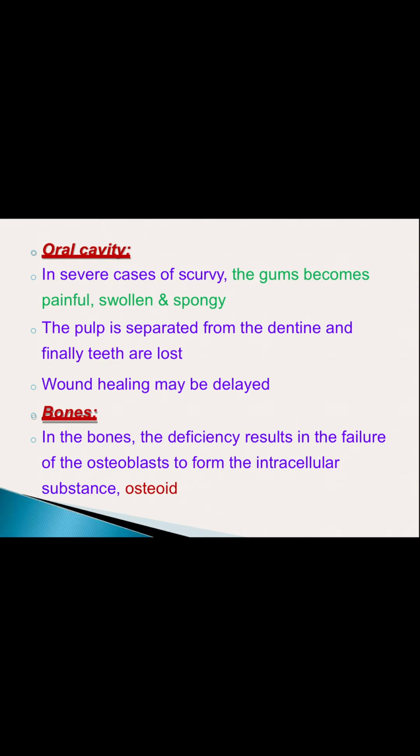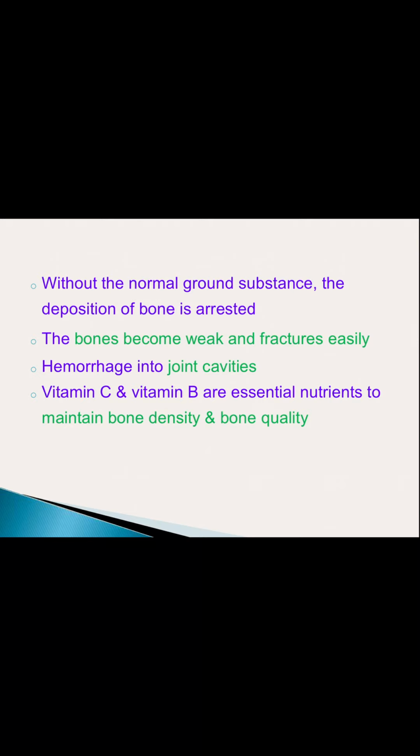Bones: the deficiency results in failure of osteoblasts to form the intercellular substance, thus your bones become weak, the deposition becomes arrested, and the bones fracture easily. There is hemorrhage into joint cavities that I already told you. Vitamin C and B are essential nutrients to maintain bone density and bone quality. So that's why there is easy fracturability in these patients.